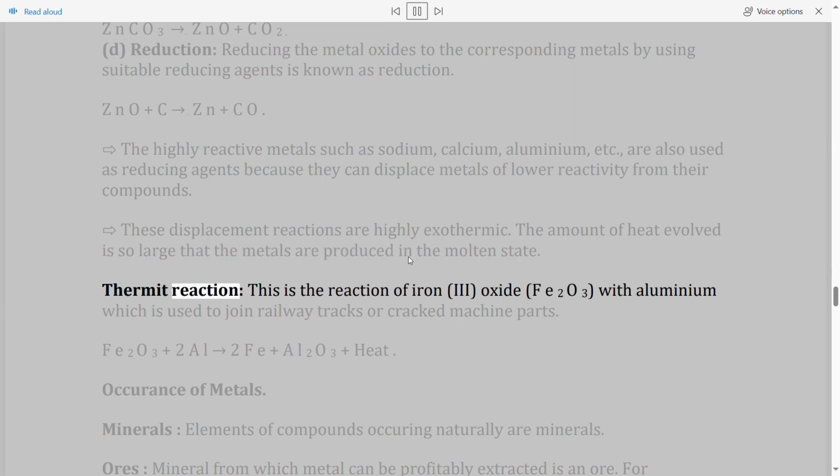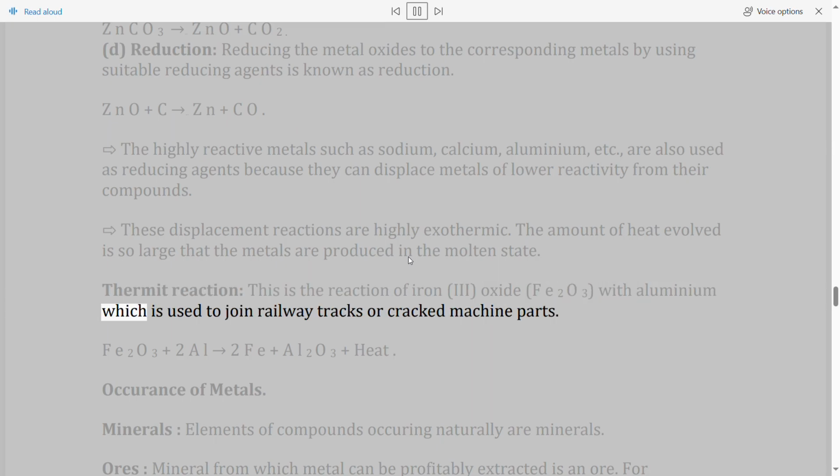Thermite reaction. This is the reaction of iron(III) oxide, Fe2O3, with aluminium, which is used to join railway tracks or cracked machine parts. Fe2O3 + 2Al gives 2Fe + Al2O3 + heat.